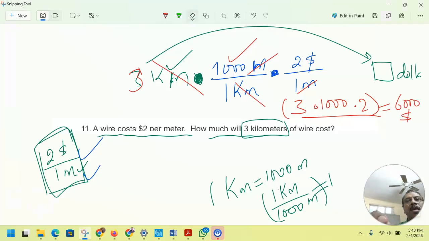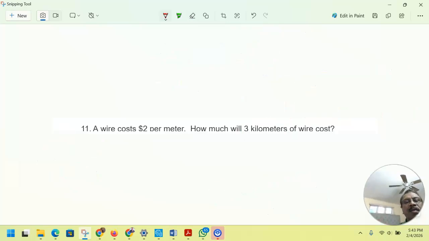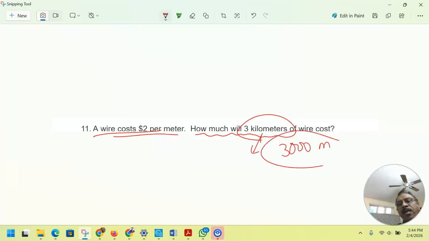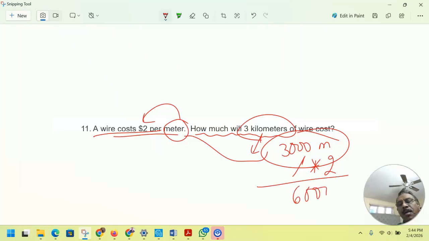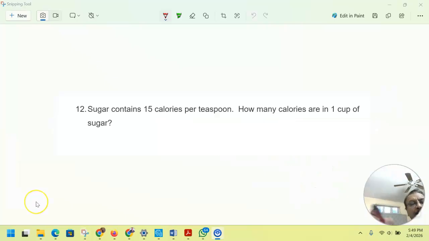Or you could also say directly, see, it's common sense. How much will 3 kilometers cost? When you say 3 kilometers, it basically means 3,000 meters. Straight up in your mind, every meter is $2. That means if it is 3,000, you just multiply by 2 and you get 6,000. So you can even do this mentally, but it's more important to show how you get it.